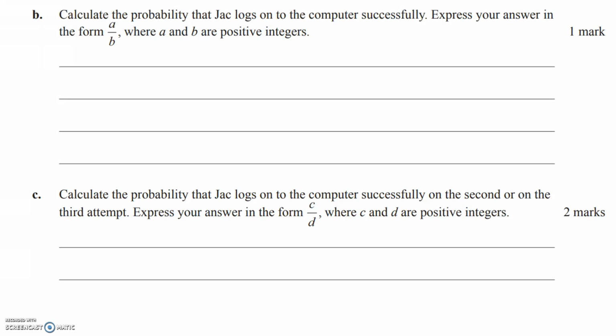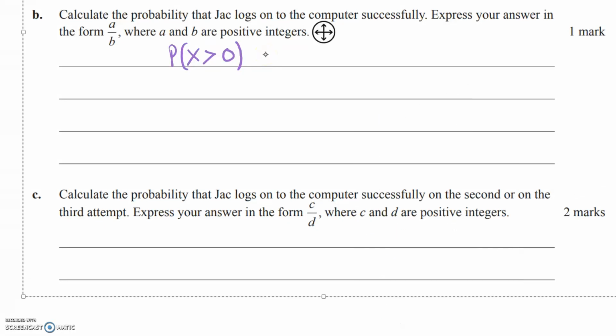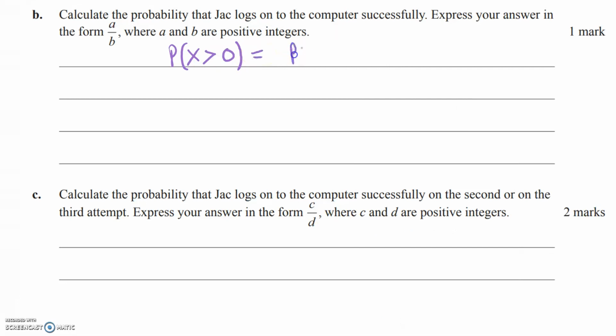So Jack logging on successfully means that really he can't be 0. So we want the probability that x is greater than 0. In this case, we could say the probability that it's greater than 0 must be equal to the probability that x is 1 plus the probability that x is 2. Or we can take this kind of shortcut route, and we can see this is only 1 mark, so it's not going to be too difficult.